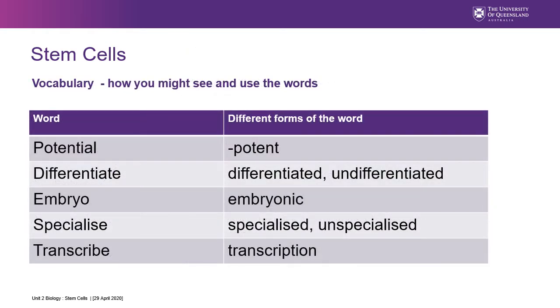When reading about stem cells, you might see these words used in different forms. For example, you'll see potent used as a suffix in the words multipotent and pluripotent. Cells can be differentiated or undifferentiated. An embryo is described as embryonic. Cells may be specialized or unspecialized. And when a gene is transcribed, we call the process transcription.